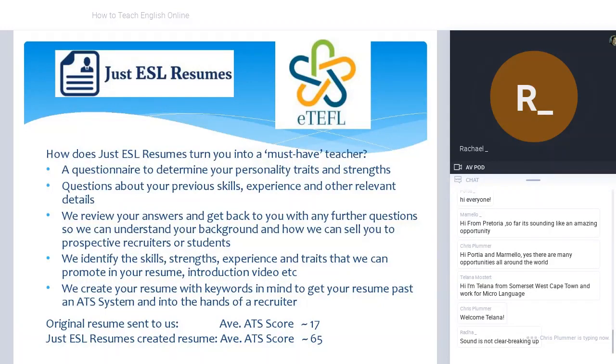We create your resume with the keywords in mind to get you past that ATS system. As you can see on the screen, our average score for an original resume sent to us is about 17 keywords. And after we've created the resume, we usually get an average of between 60 and 70. So 65 is about our average.